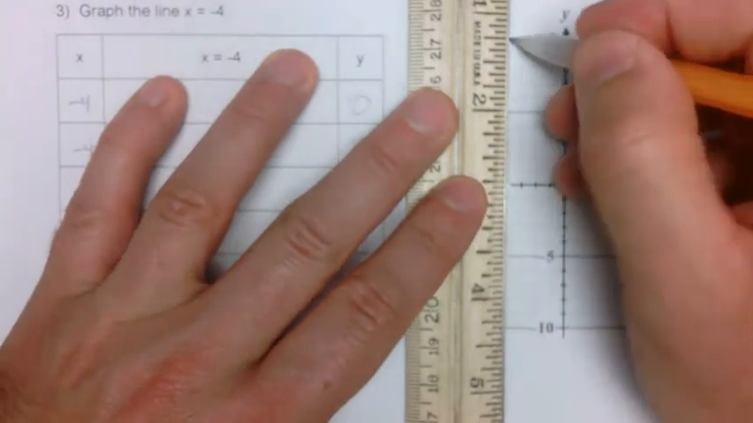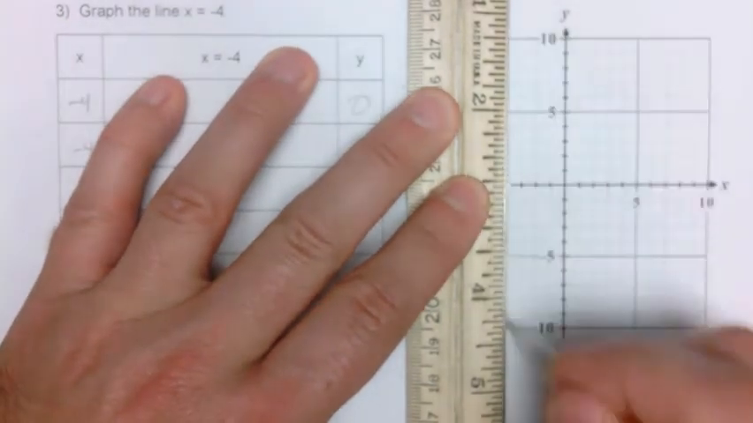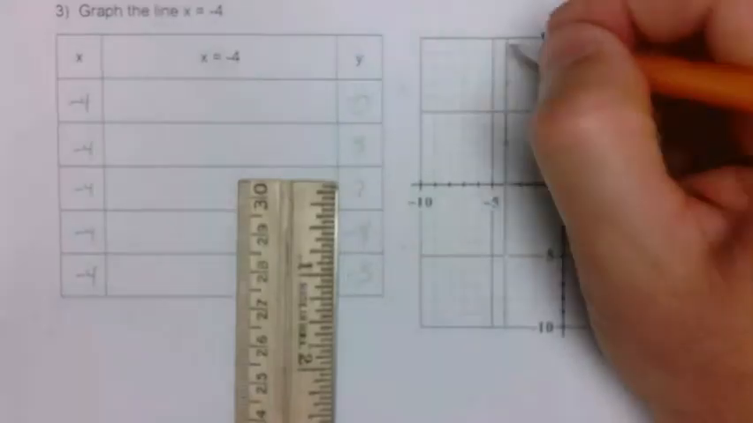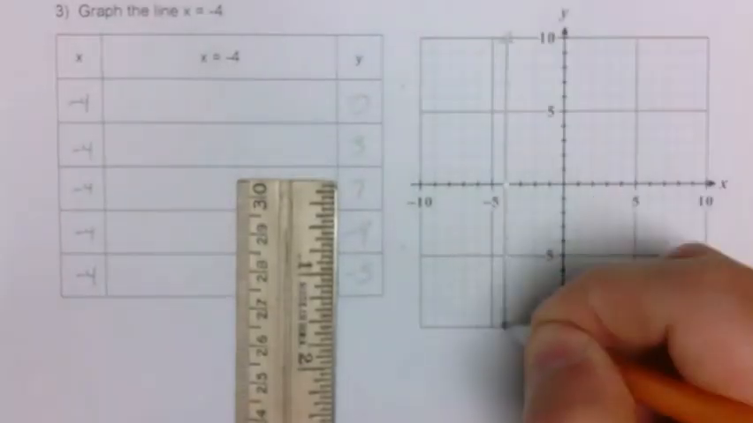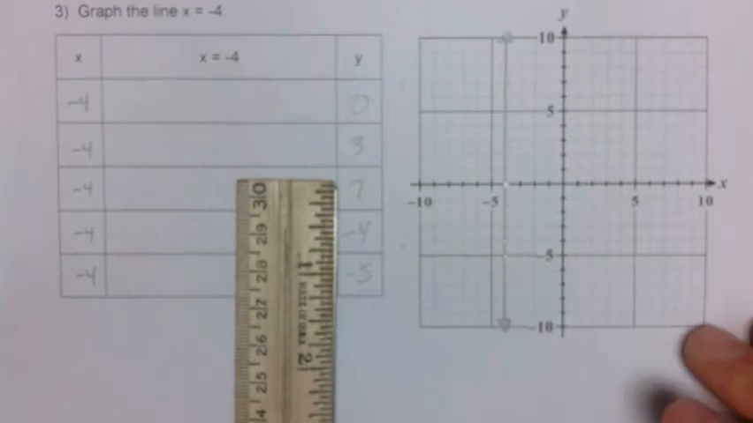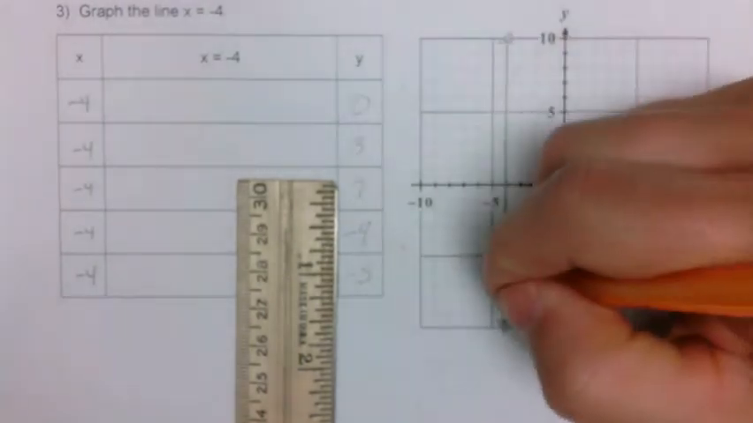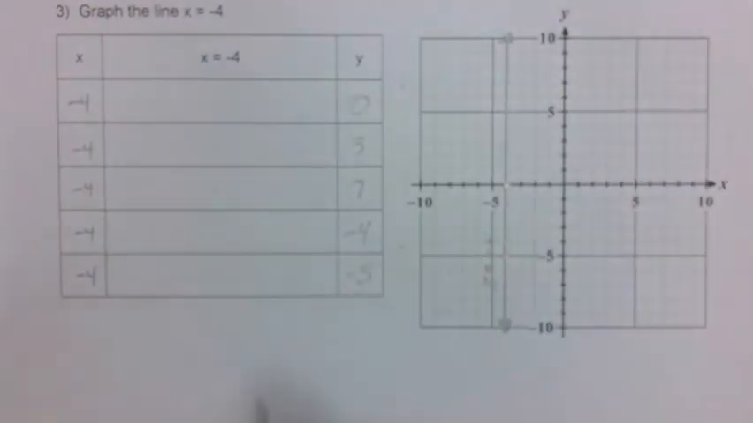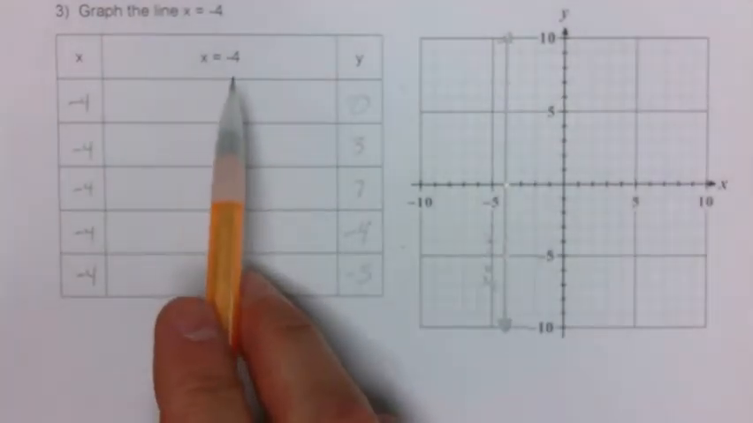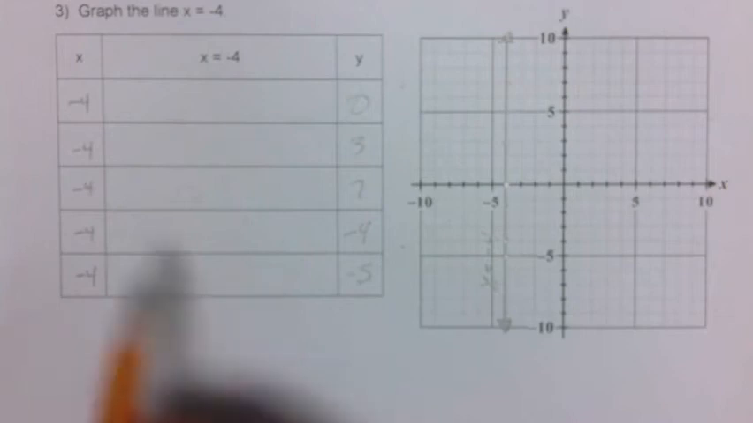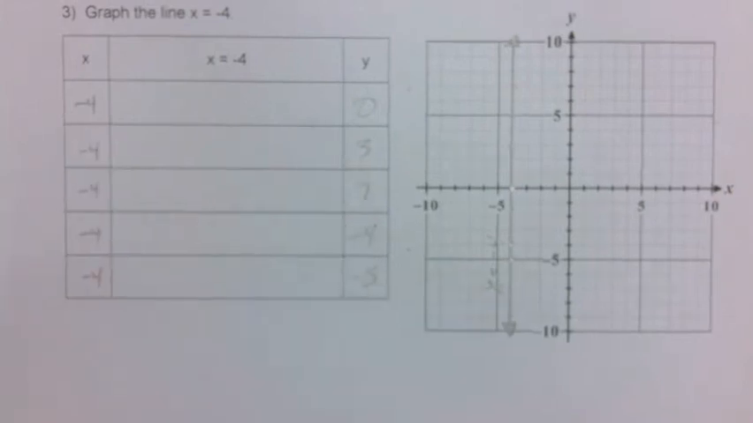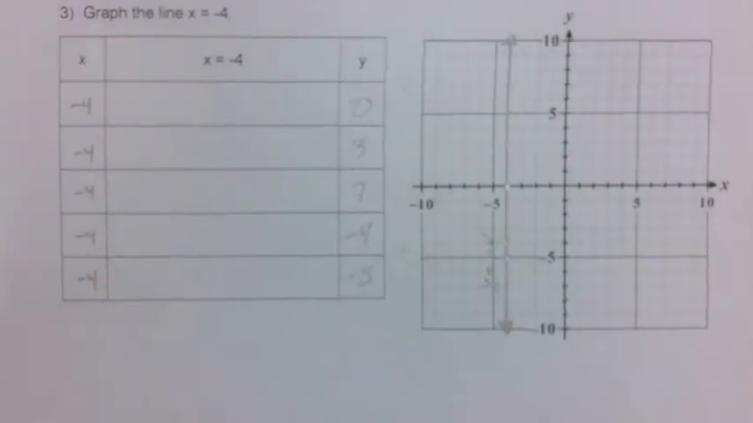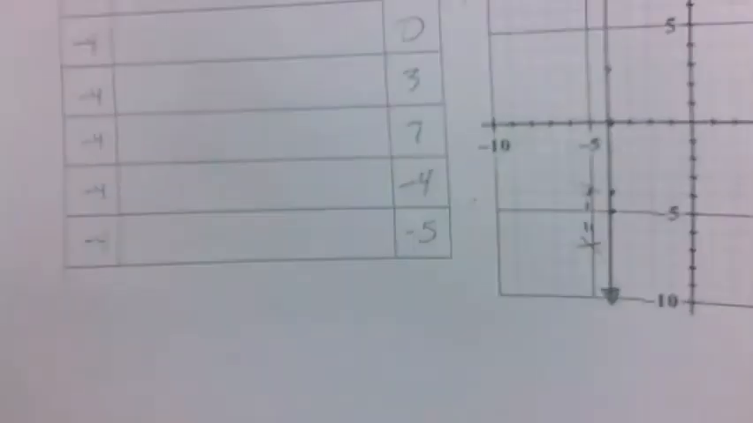All right, here we go. And again, extend through all of your points, put some arrows on the end, and then label it with its equation. X equals -4. Okay, when they've told us what the x value has to be, there's no work that has to be done, so we can just easily choose what our values are.